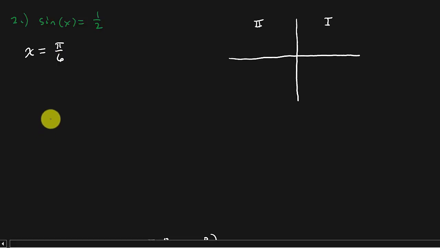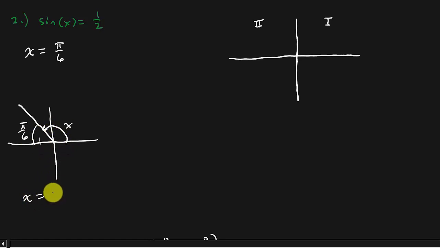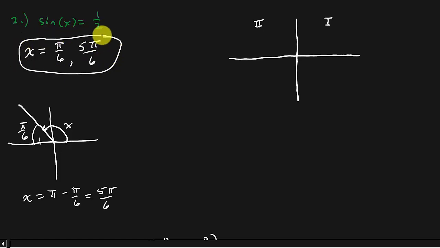Now let's find our second quadrant angle. Here's x. Here's pi over 6, our reference angle. So x is equal to 180, which is pi radians, minus pi over 6, and that is 5 pi over 6. And there's your answer.